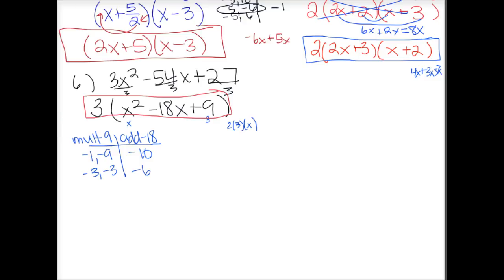All right, next one I want to look at is number 7. So 16x squared minus 40x plus 25.